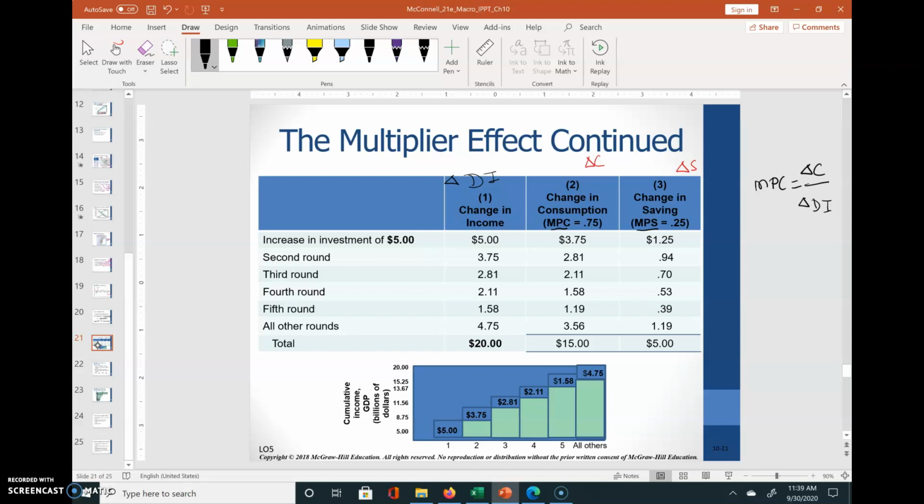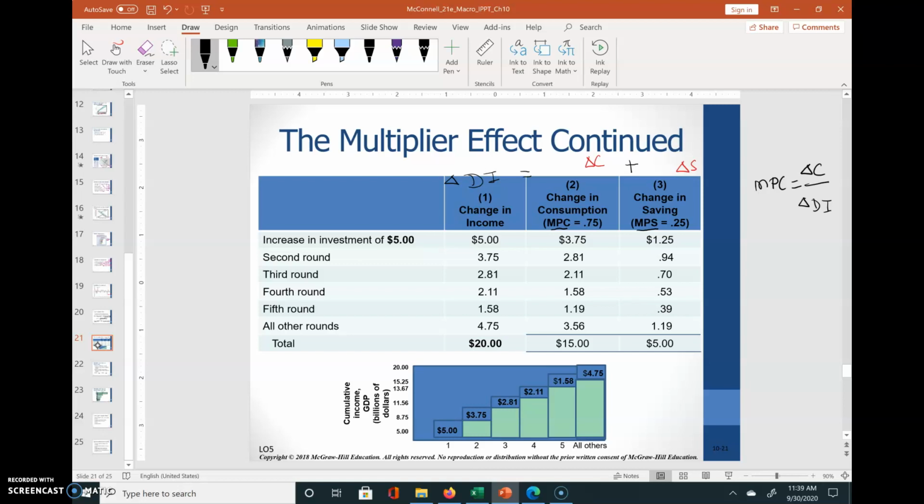Take a look at these numbers here. Column 1 is change in income. I will say this is the change in disposable income. Then we have change in consumption and change in savings. So this change in income is equal to change in consumption plus change in savings.